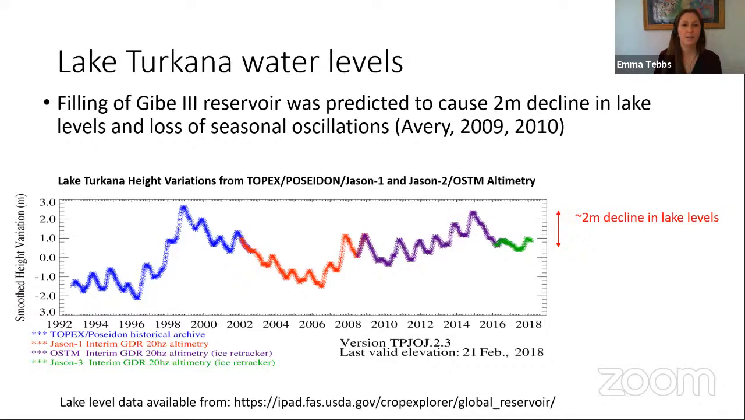Using satellite radar altimetry, this graph shows the long-term changes in the lake level in Lake Turkana. What this shows is that since the reservoir began operations and began filling, that's caused a 2-meter decline in lake levels, and it's also caused a loss of the seasonal oscillations. That's really significant because the ecosystem is adapted to those seasonal fluctuations in hydrological inputs.